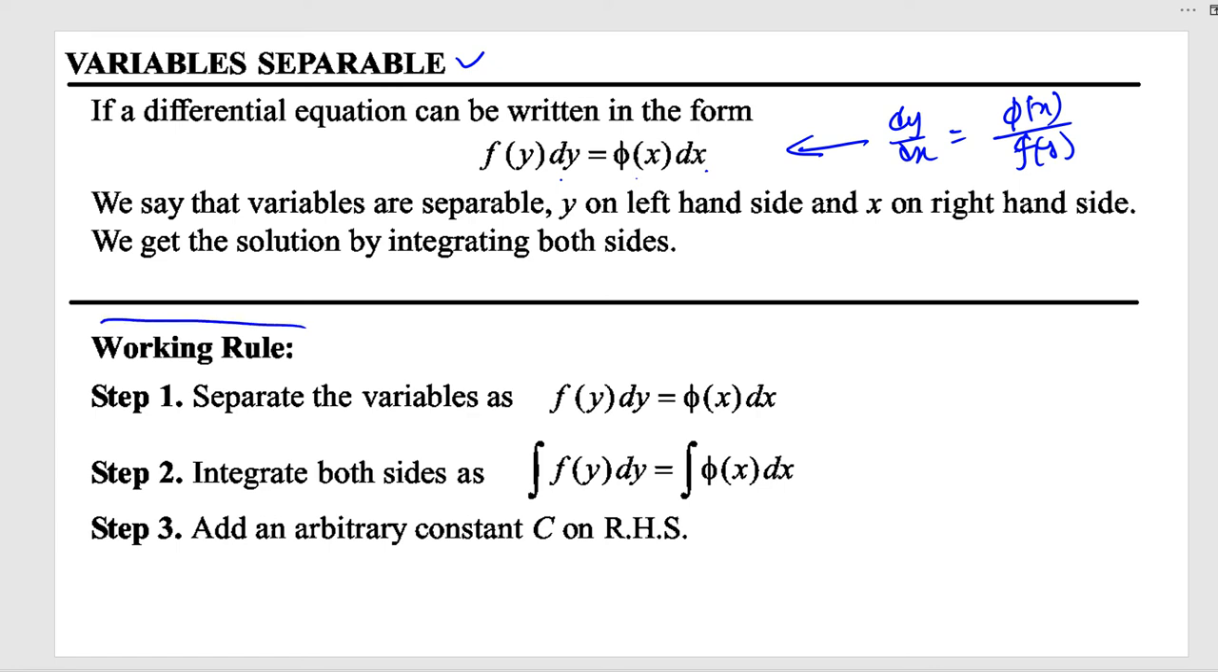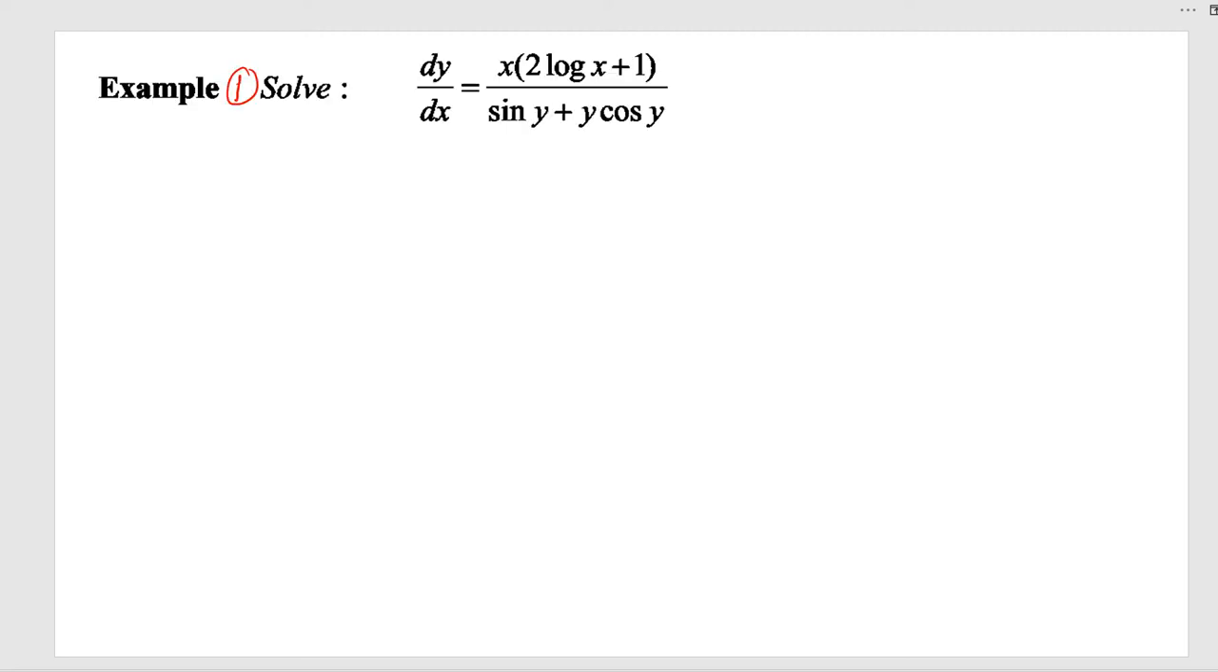The working rule for this problem is simple. First, we separate them, then we integrate both sides with respect to x and y, and then we add one arbitrary constant on the right hand side. This should be the integrating constant. So, for example, let us try to solve this problem. If you try to solve this problem, then you will get, just quickly do it.